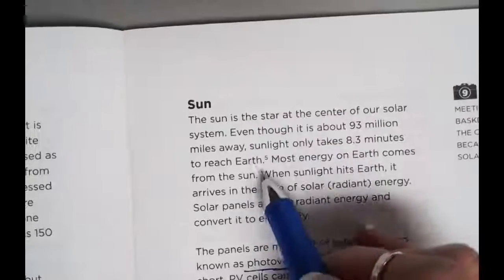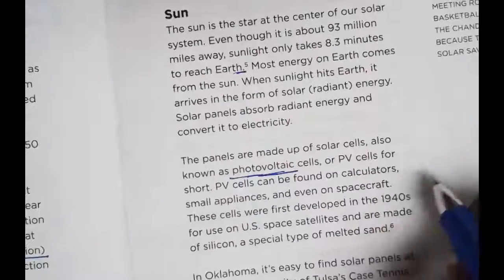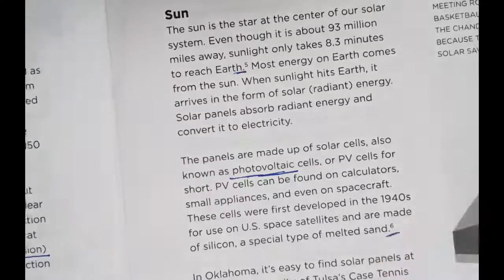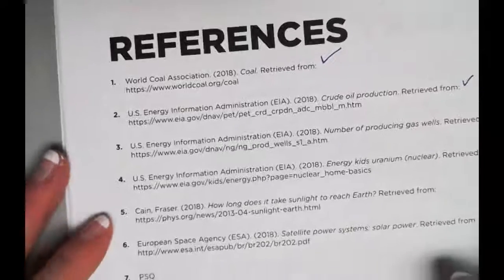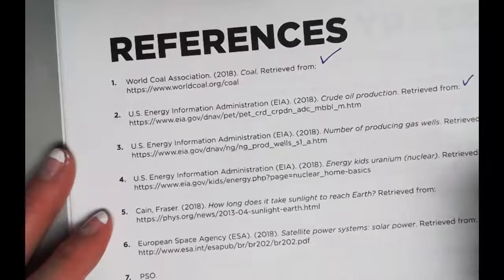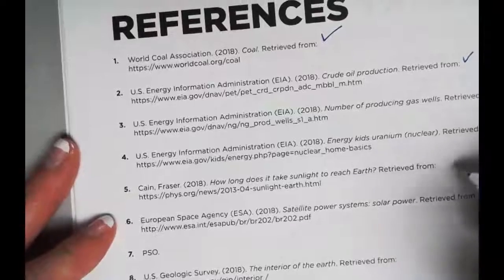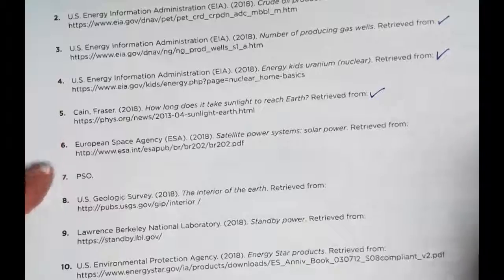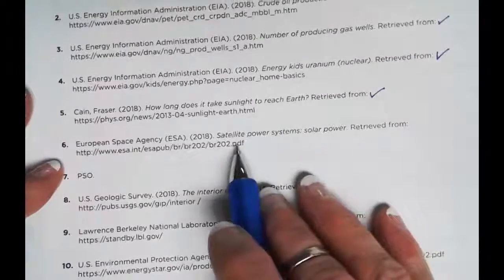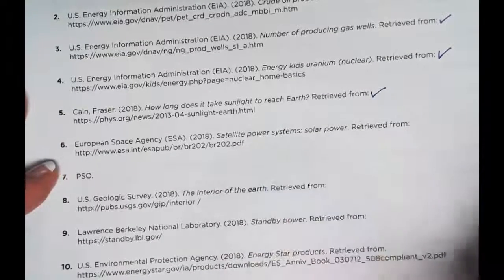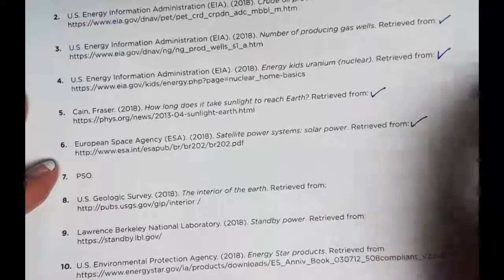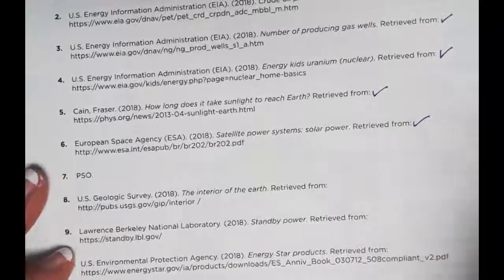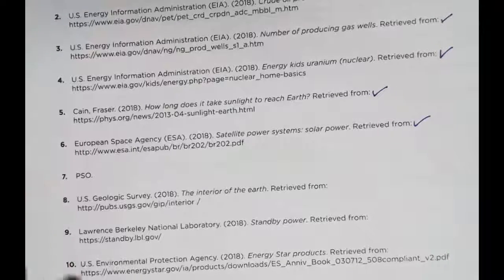Yes, and there's a number 5 up here. Very good. Right here. And then also down here, what? Number 6. Okay, so number 5 and 6. Let's look at these guys. Okay, and we missed this about uranium. That was number 4. But number 5, how long does it take sunlight to reach the Earth? Cha-ching, right there. Okay? And then number 6, satellite power system, solar power. So if you guys want to read about any of these extra things, there they are. Okay? It's pretty cool.